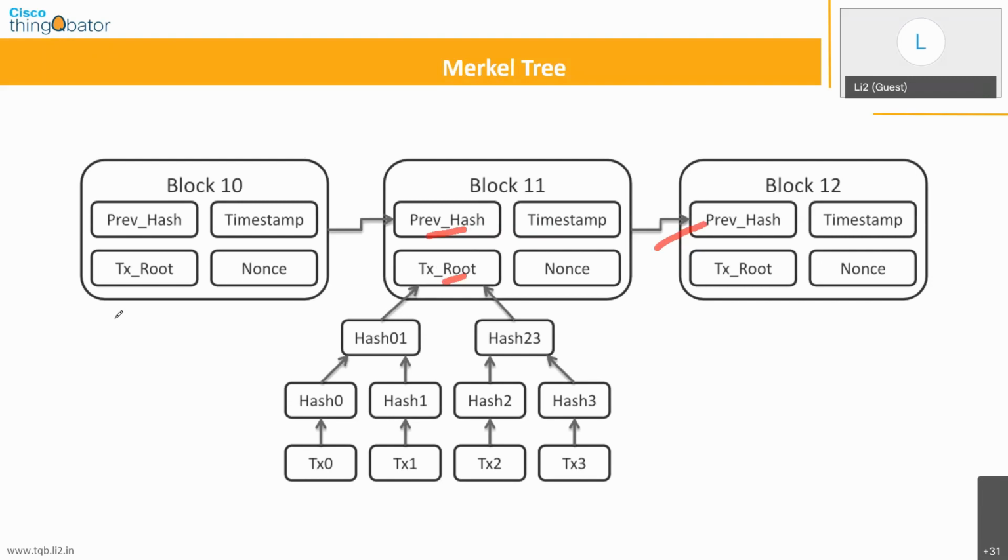And how is that being done? We are taking an example, say our particular block is storing 4 transactions or 4 data feeds, from index 0 to index 3.